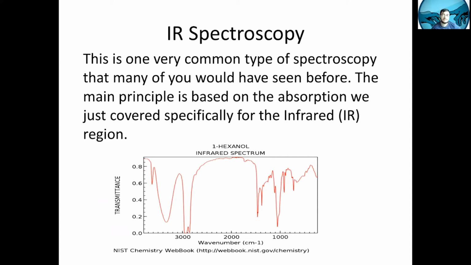The main principle is based on the absorption we just covered, specifically for the IR region. You can also do UV visible light spectrums, but those I think are a little bit less common, and those are not used necessarily for identification in this way. They're more used to identify whole molecules that have known UV visible light spectrums, okay? But this is something they would ask you more on an MCAT, and this is one that you probably learned in organic chemistry class.